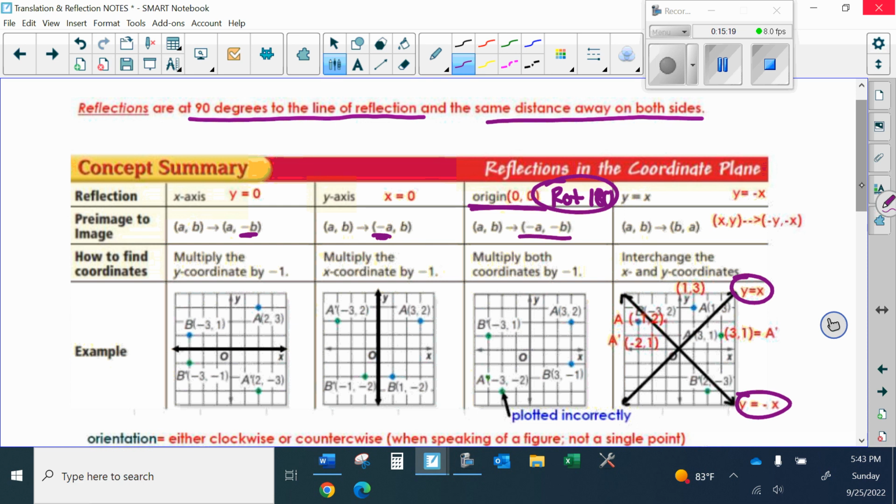Same thing. So down here, I pointed out how it's plotted incorrectly. (3, 2) would become (-3, -2), which is over here, not down here. That's (-2, -3). So that example was wrong. I got this from a book.